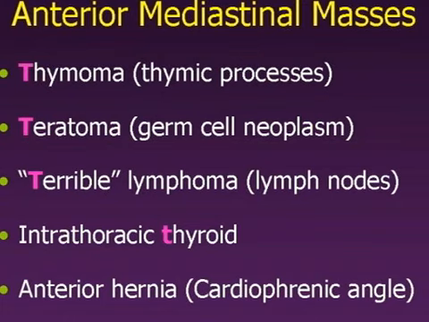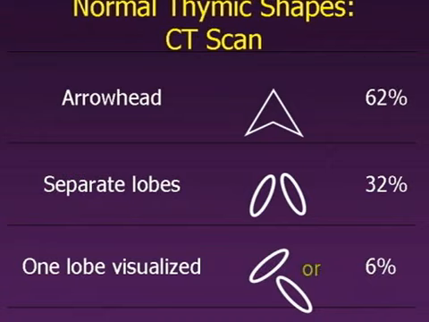So thymomas and other thymic processes, teratomas, including germ cell neoplasms, terrible lymphomas, and other causes of lymph nodes, intrathoracic thyroid, and as a little bit of an addition outside of the realm of T's, hernias in the cardiophrenic angles. When we're considering the thymus, before you can diagnose a mass, you have to have a fairly good understanding of the range of normal appearances and sizes for the thymus, and that would also require an understanding of how the thymus changes as we progress through our various ages in life.